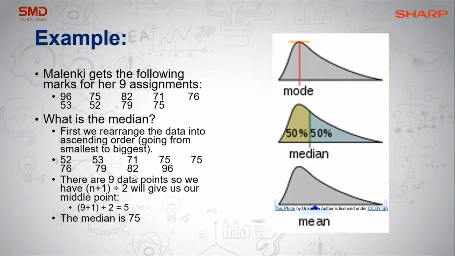So our formula for the median position is the number of data points plus 1 divided by 2. So 9 plus 1 is 10, divided by 2 is 5, and then we just go and count 5. So 1, 2, 3, 4, 5. And so the median is 75.